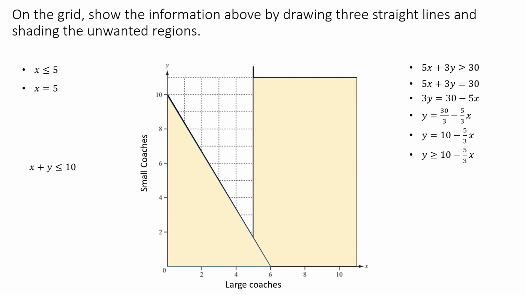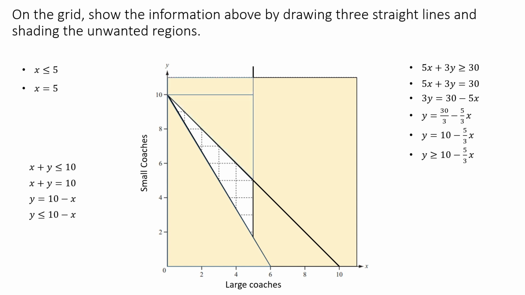Now we got the last inequality, x plus y is less or equal to 10. We have to again turn it into an equation, x plus y is equal to 10. Now we're going to move the x by subtracting on the right side, y is equal to 10 minus x. We draw the linear equation, and then we're going to look at the inequality and draw it on the grid. So now we got all the unwanted region shaded and the wanted region unshaded.